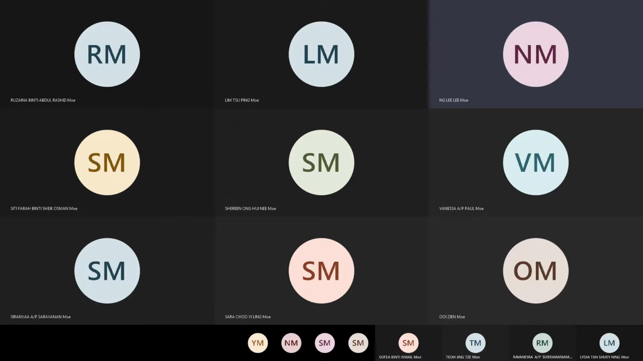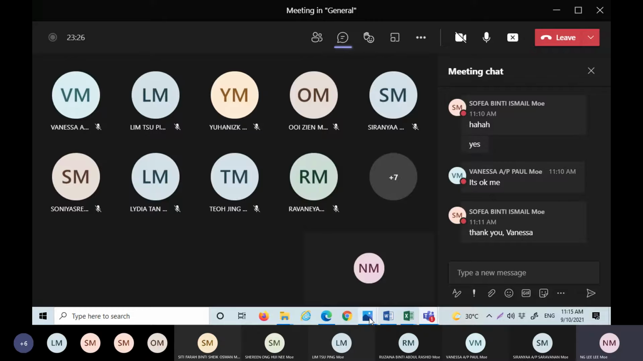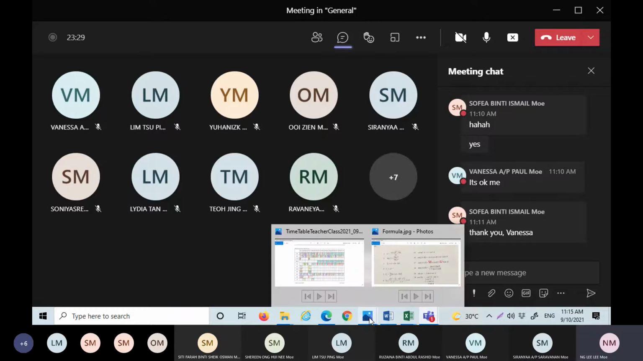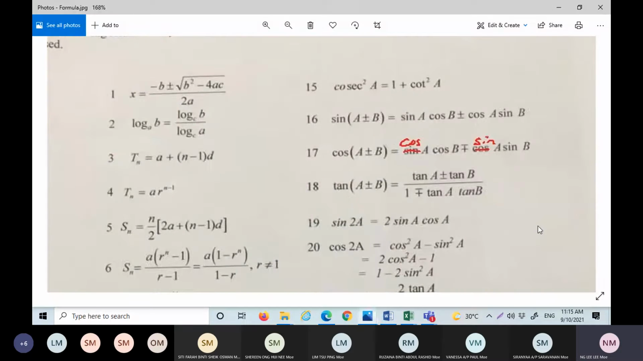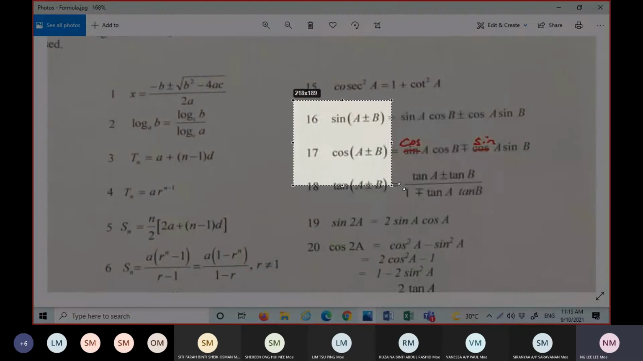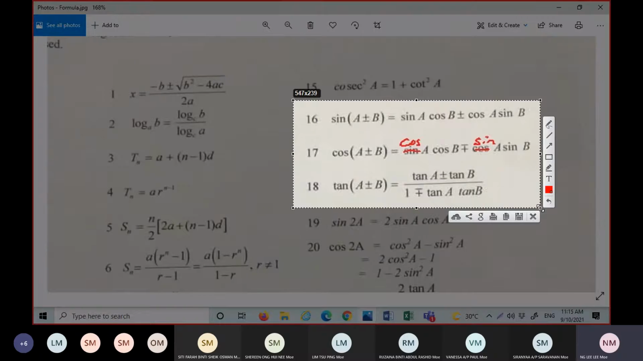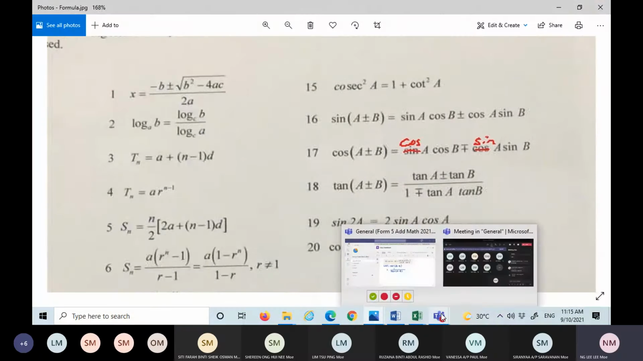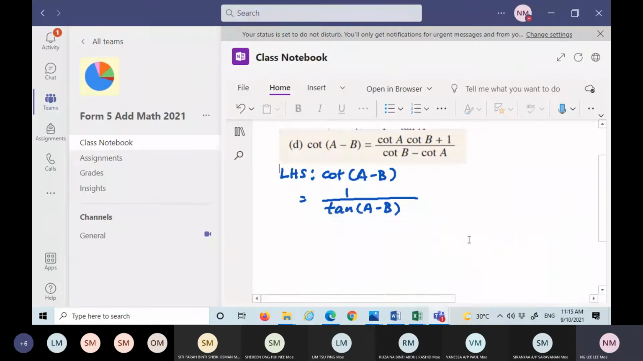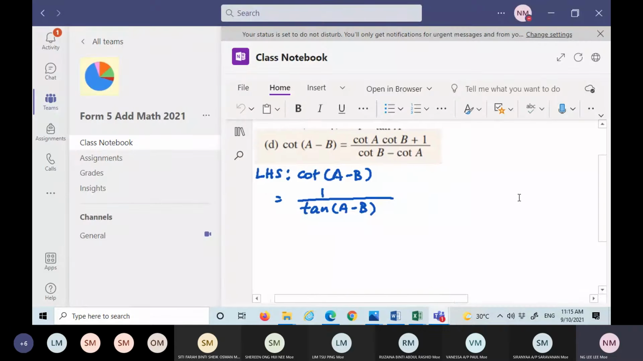See. Okay, wait for a while. Mana pergi. Where's my diagram? This one. Okay. Okay. Come here. Okay.